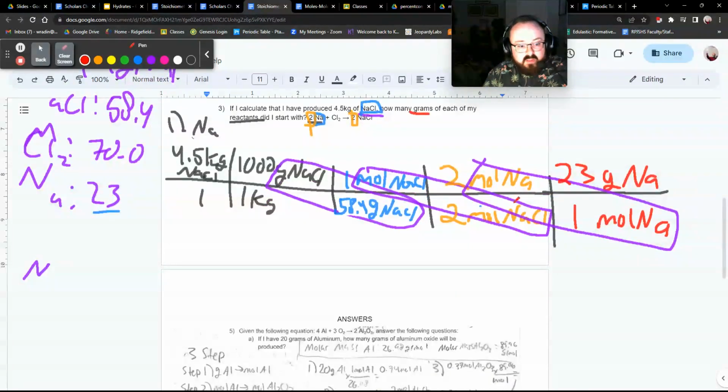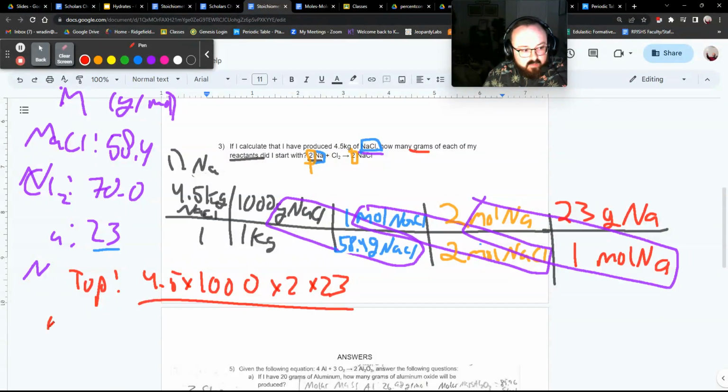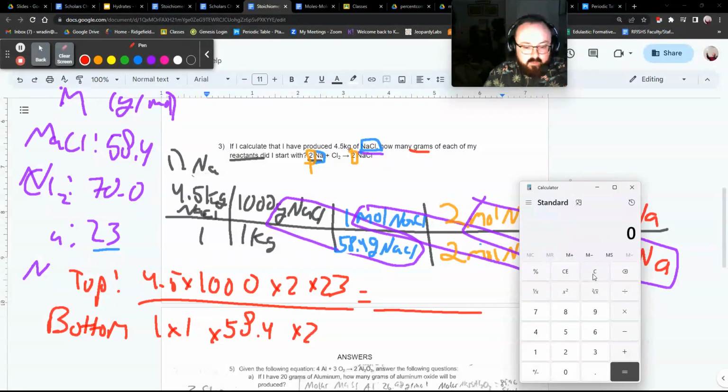So now I put all of this together here. Alright. So I'm going to do the top. Here's my top. I'm going to multiply through here. Take 4.5 times 1,000 times 2 times 23. Divided by the bottom: 1 times not 23, but 58.4 times 2. Pull this up. 4.5 times 1,000 times 2 times 23. 207,000.